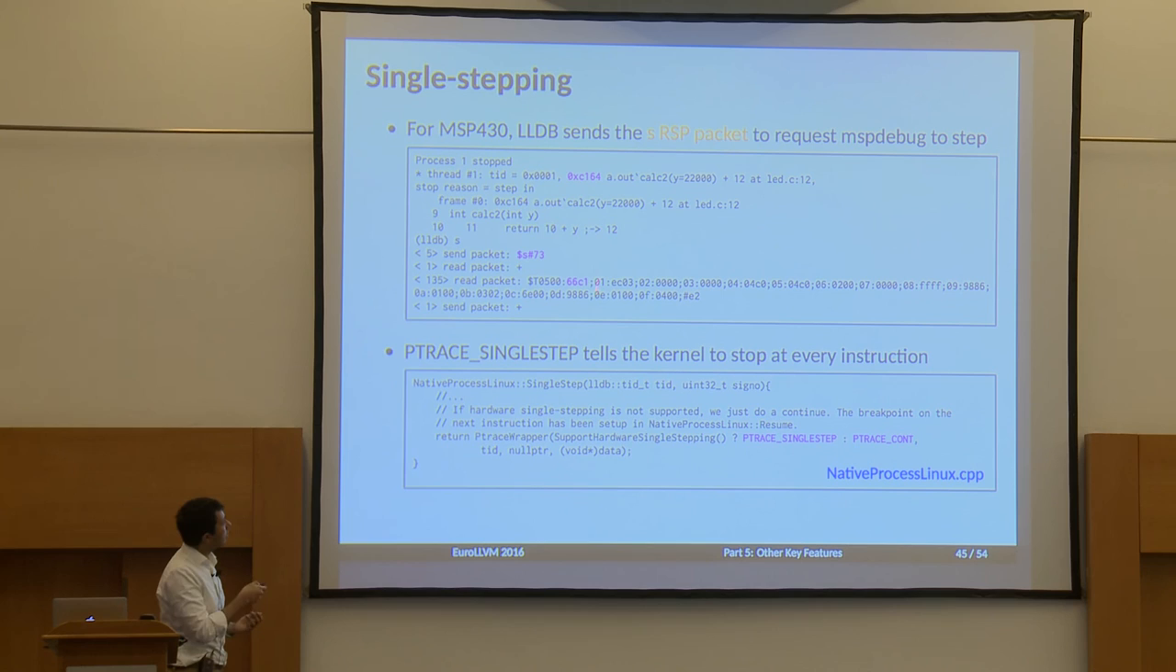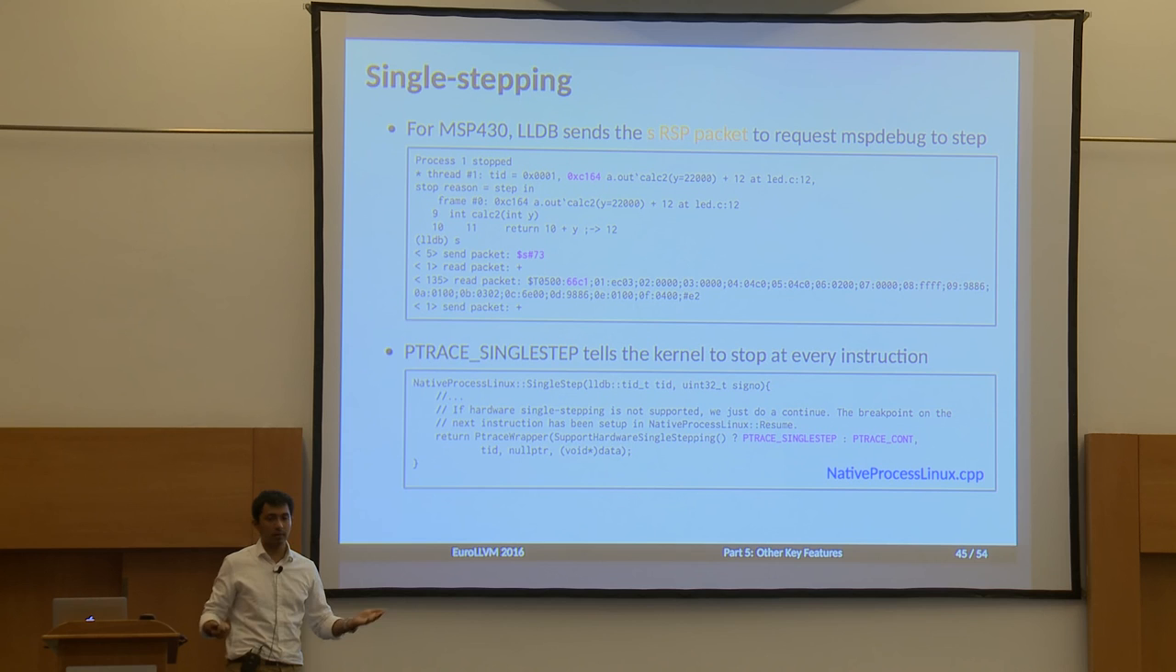In case of ARM, or in the generic case, this boils down to this packet being handled by native processor Linux, where there's a function called single step. So if you had your own simulator or driver, here is where you would call that. Because we're using ptrace here, it asks, do I have hardware single stepping? In that case, I can use ptrace single step. Or I can use continue, in which case the breakpoint would have been set earlier. The user would think that it's single stepping, but it's basically continuing after setting a breakpoint on the next instruction. So that's two ways this would work.